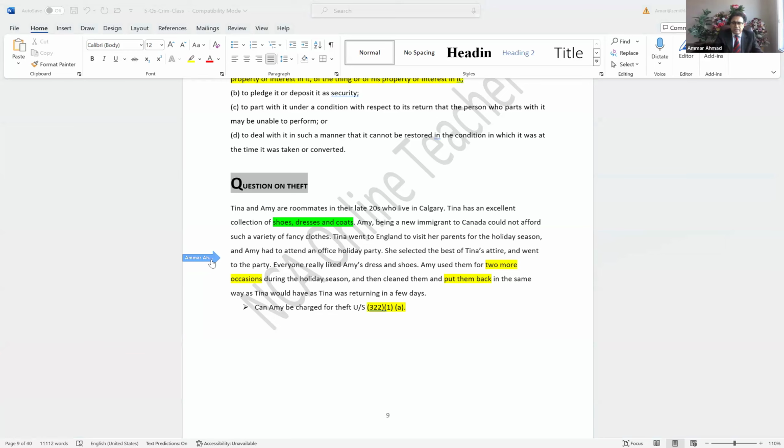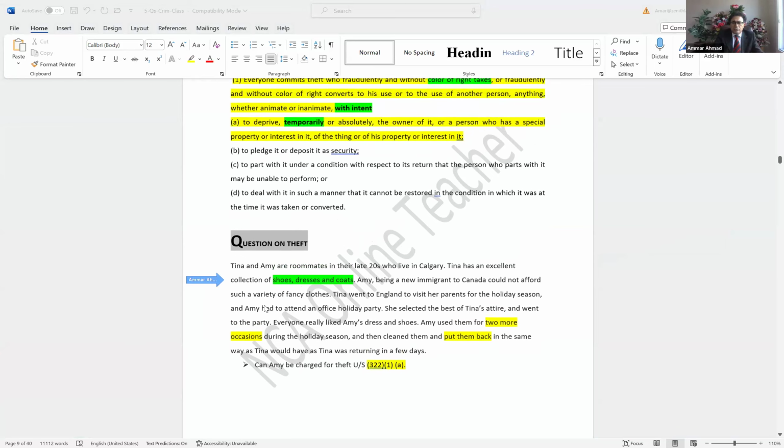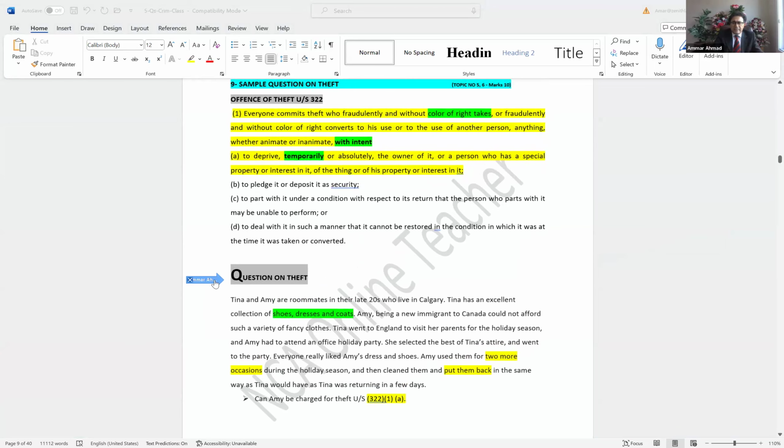Amy used the dress, shoes, and coat of her friend Tina, who is not here. She used them on 2 occasions and then put them back. Now, currently, Tina does not have them. Now, can Amy be charged under theft? So let's see whether the act has been committed under the same circumstances or conditions as mentioned in the offense or not. Let's apply it on Amy.